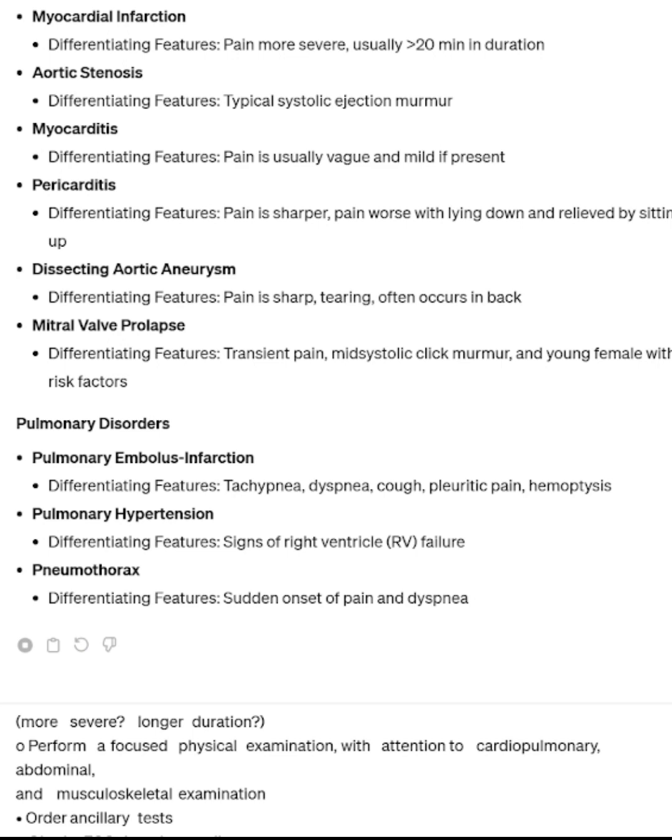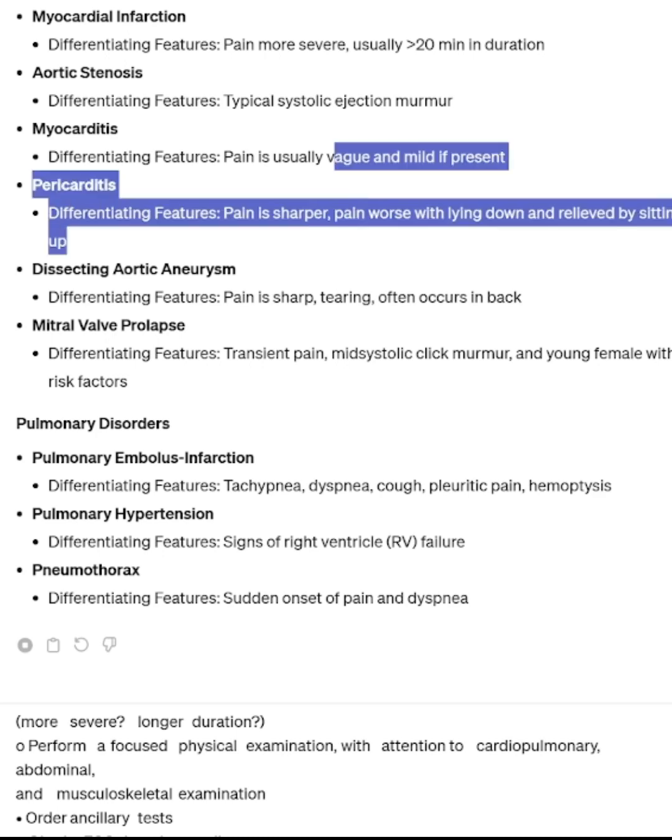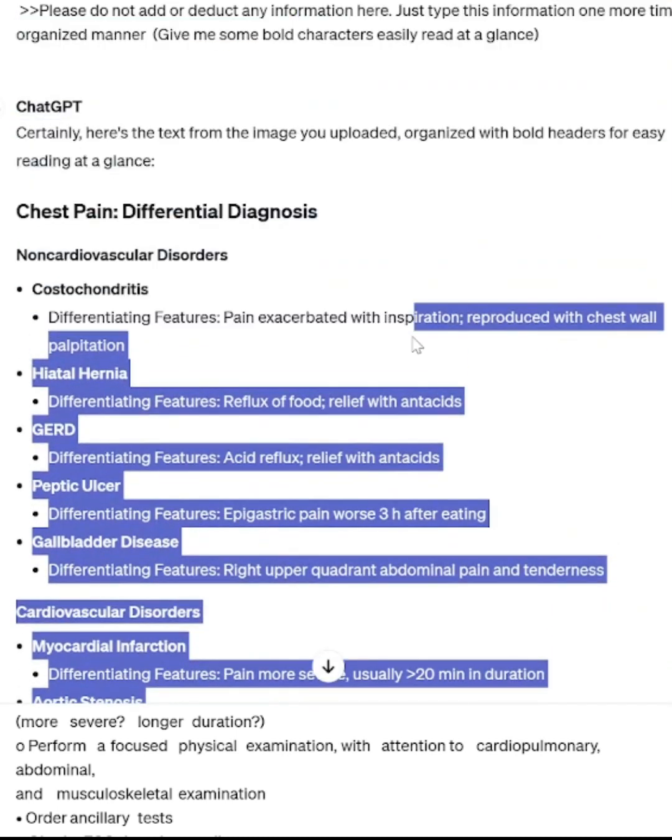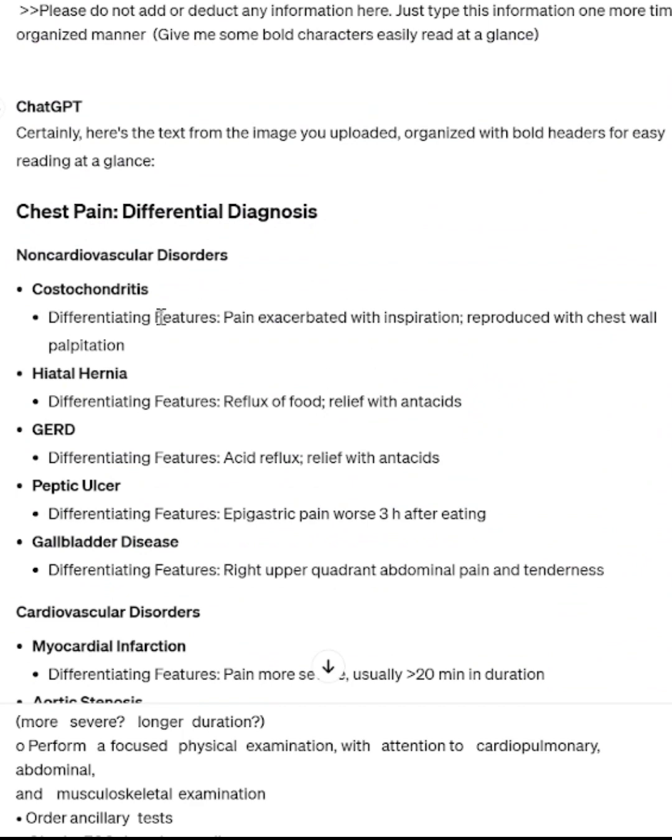Certainly, here's the text from the image you uploaded, organized with bold headers for easy reading at a glance. Chest pain, differential diagnosis. Non-cardiovascular disorders. Costochondritis, differentiating features: pain exacerbated with inspiration, reproduced with chest wall palpation.